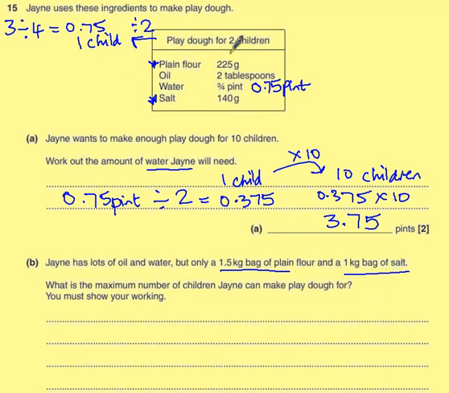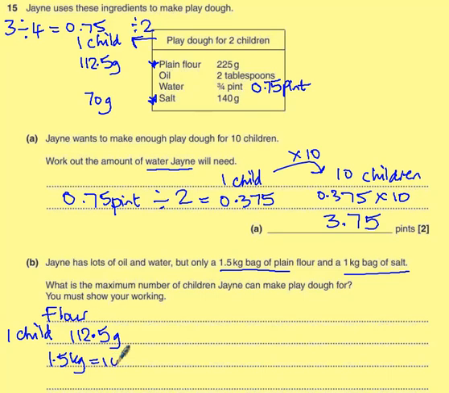So our amount for one, if we know for 2 children is 225 grams, for one child, if we divide that by 2 using a calculator, we'll get 112.5 grams of flour. And for salt, if we divide that by 2, or using a calculator, we'll get 70 grams. So for flour, we know for one child, we need 112.5 grams. So if we take our 1.5 kilogram bag, 1.5 kilograms is equal to 1,500 grams, because 1 kilogram is equal to 1,000 grams.